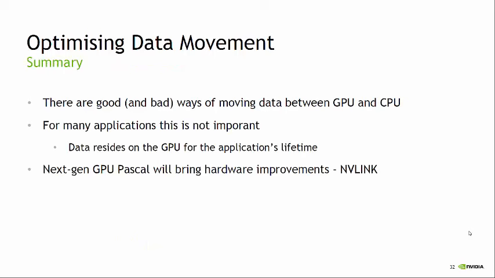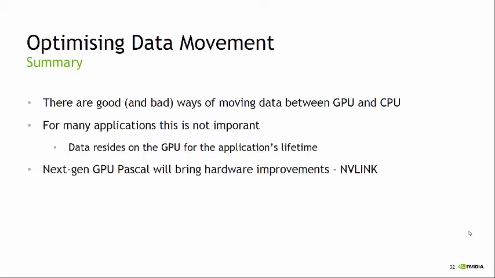So to summarize, there are good and bad ways of moving data between the GPU and CPU. For many applications, it just doesn't matter much. I was finding with Nemo that I had some memory copies that, if you looked at the profile, were everywhere, but they weren't particularly expensive compared to my computation. I could have spent a long time optimizing the memory copies, but I wouldn't have gained much application speedup. This is because in Nemo, the majority of the data sits on the GPU for the application's lifetime.